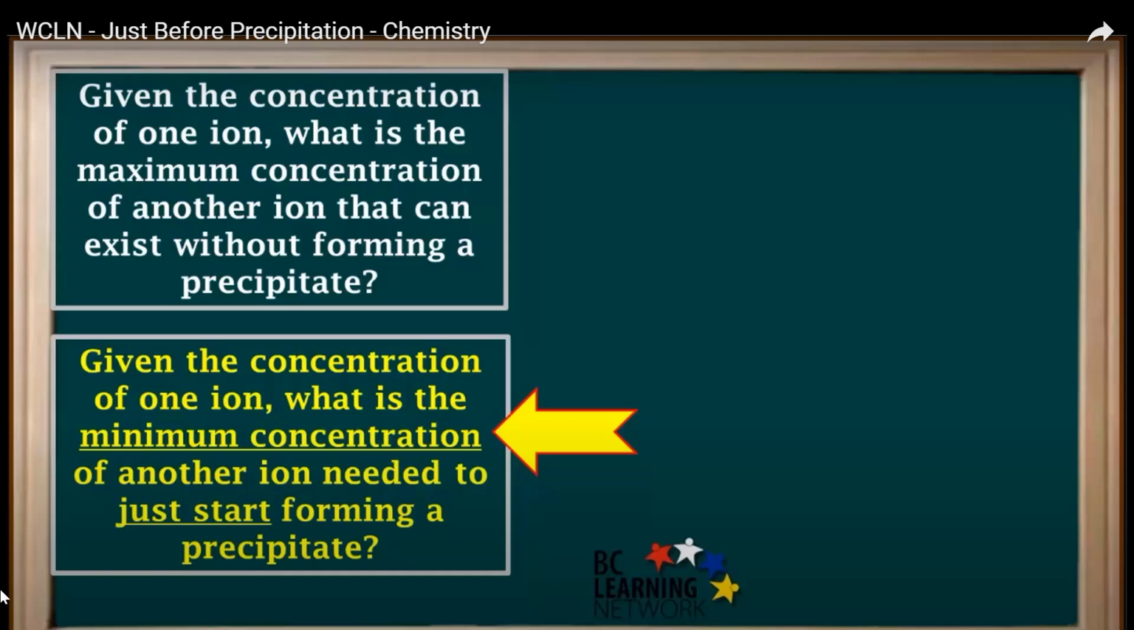And in both cases, I will give you the KSP and I will give you one of the ion concentrations, and then I'll say, what's the minimum or maximum of the other one? You just solve for the other one. Like grade 9 algebra, right? Like easy peasy.